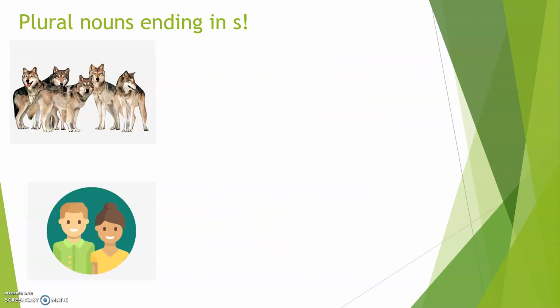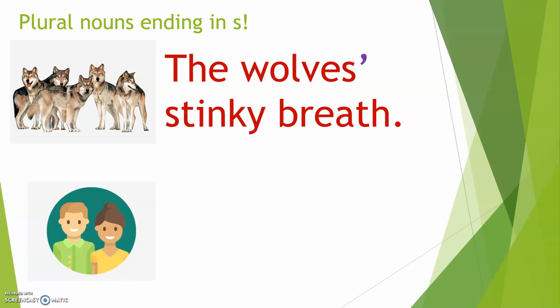What about a plural noun that already ends in an S? So for example, the wolves' stinky breath. Can you see here that the plural noun wolves already ends in an S. So rather than having an apostrophe S, it just has an apostrophe. So the wolves' stinky breath, the wolves just have an apostrophe rather than an apostrophe S. That is because otherwise it would be the wolves's stinky breath. It just doesn't sound right, does it? So rather than having the wolves and trying to put another S on the end of it, we just have the wolves apostrophe stinky breath.